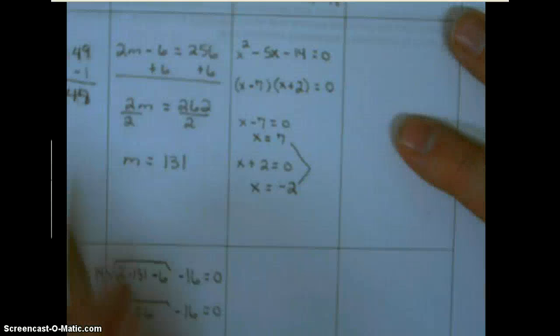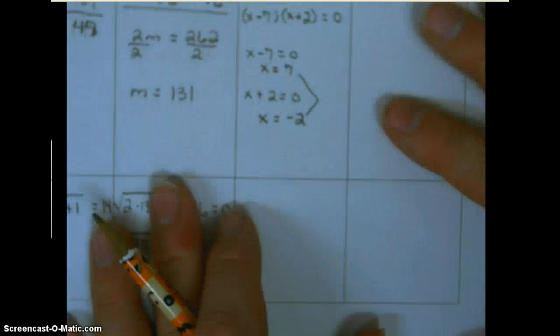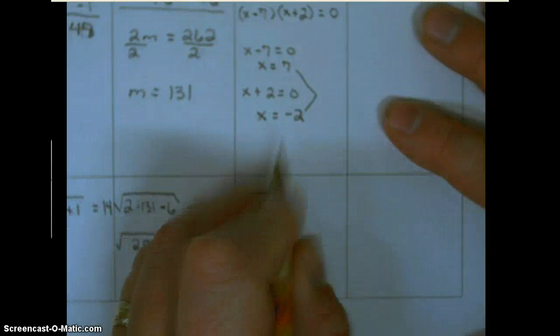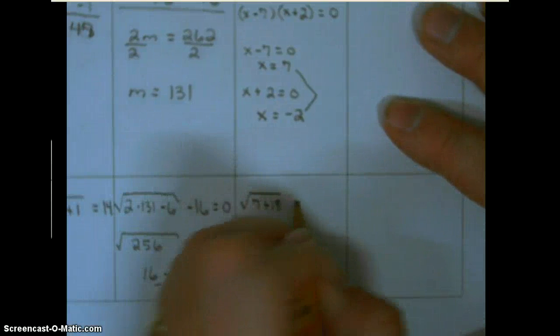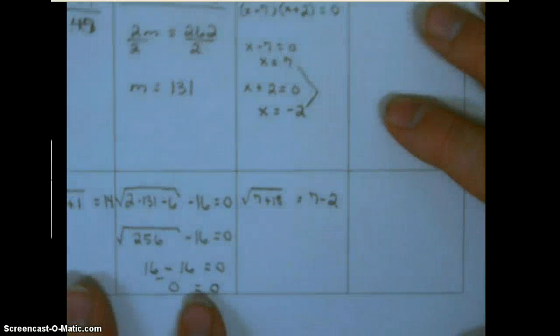If we plug that into the original equation, we get the square root of 7 plus 18 is equal to 7 minus 2. So 7 plus 18 is 25. Square root of 25 is 5. Equals 5. Check. So x equals 7 is a good answer.